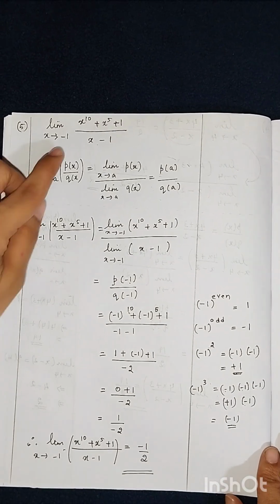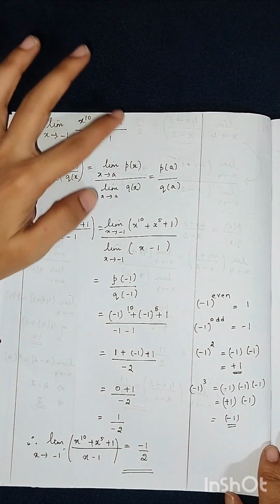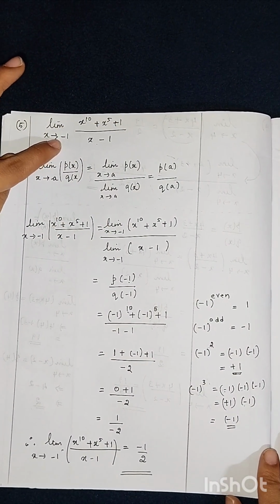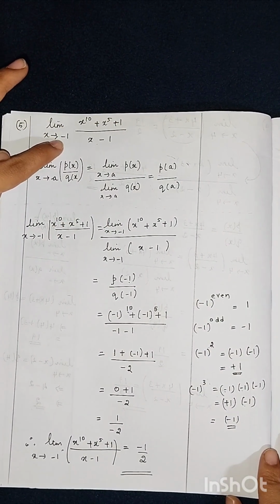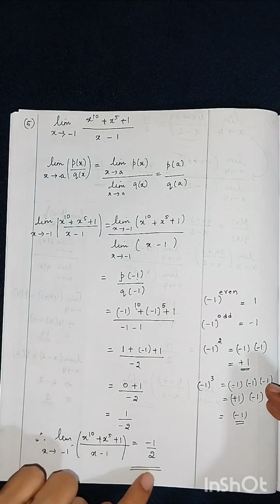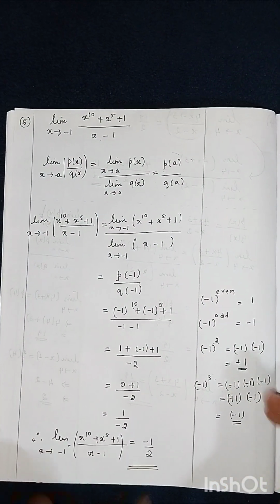That means when you draw the graph of this function and select minus 1 on the x-axis, and approach minus 1 from both sides of the function, the graph will approach minus 1 by 2.